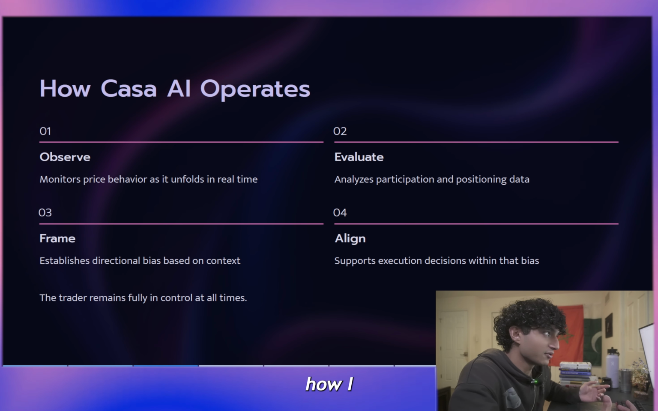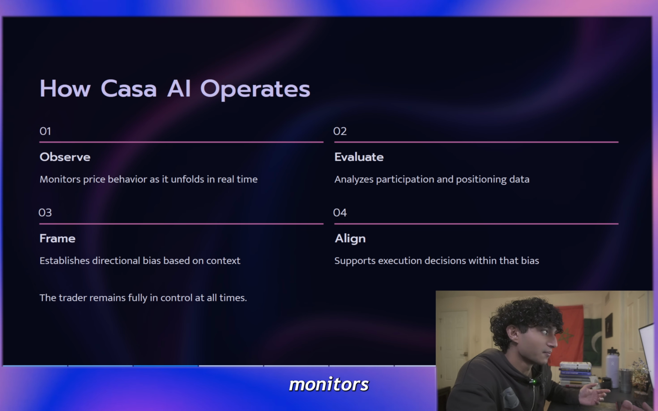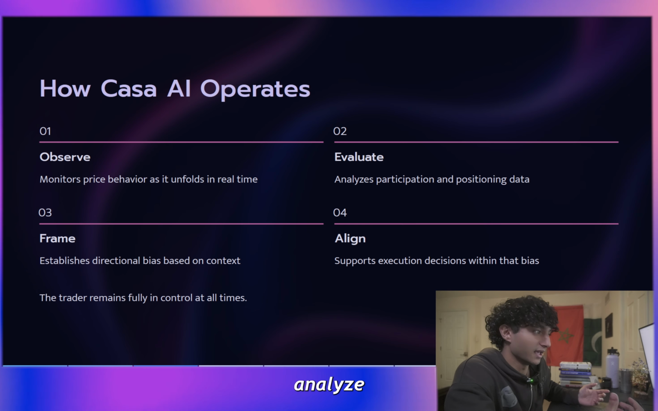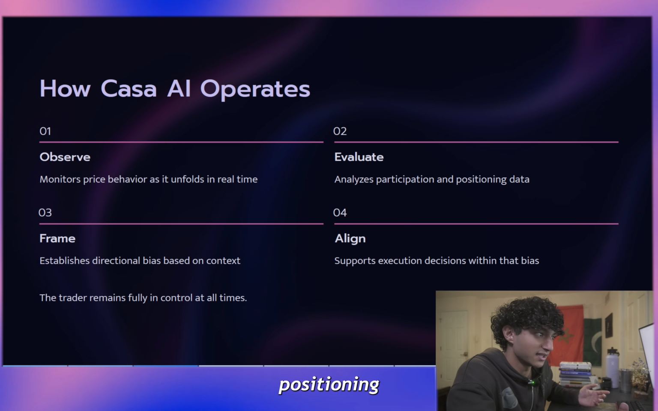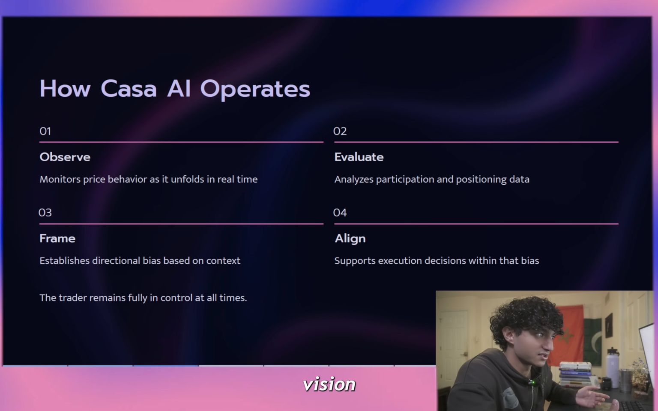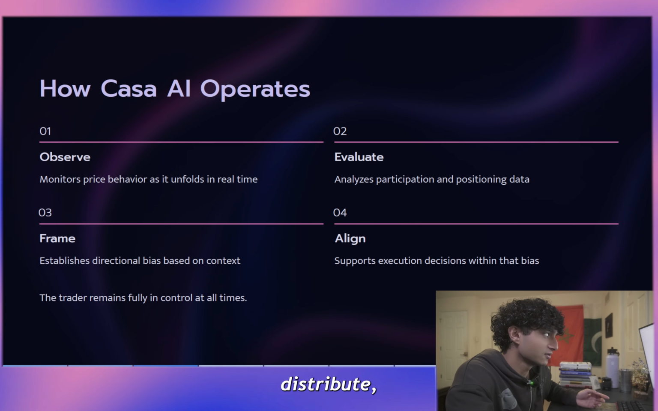So this is exactly how Keza AI operates, right? It observes: it monitors price behavior as it unfolds in real time. Evaluate: it analyzes participation and positioning data, the Commitment of Traders given to us by the CFTC. And this is exactly how we get a sort of X-ray vision into what smart money is doing, if they're accumulating positions or if they're getting ready to distribute.